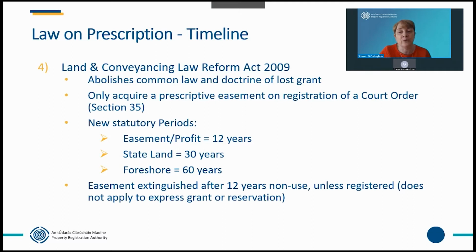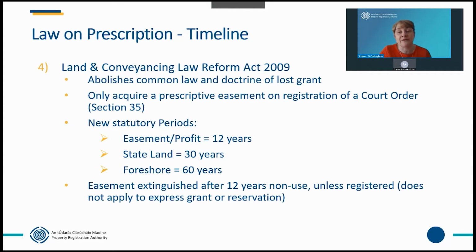And just note the user periods for both an easement and a profit a prendre under the new 2009 Act are 12 years where the servient owner is not a state authority, 30 years where the servient owner is a state authority, or 60 years where the servient land is foreshore. And all claims to an easement under this Act should be based on an uninterrupted user period commencing after the 1st of December 2009.